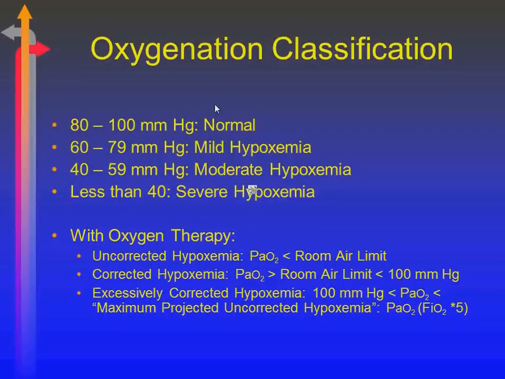If we've corrected the PaO₂ back to within a normal range, between 80 and 100, we're going to call that corrected hypoxemia. And finally, we're going to see a situation where the PaO₂ is higher than 100, so it's elevated, it's hyperoxemia, but basically we've overcorrected it, so we're going to call it excessively corrected hypoxemia.